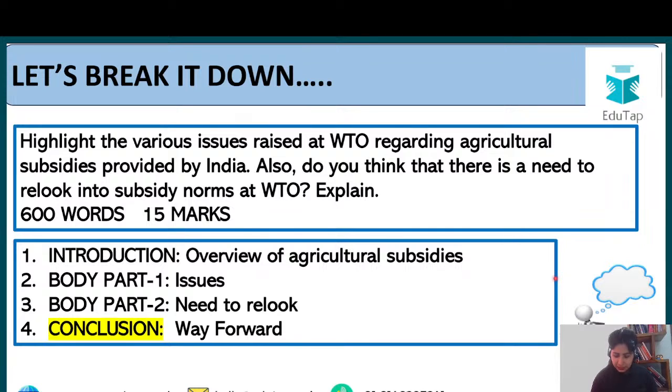Yes, food security is comparatively stronger in developed countries. That's right. And the de minimis level of subsidies, that is also right. Thank you, Ashok sir. Thank you, Veenu ma'am.